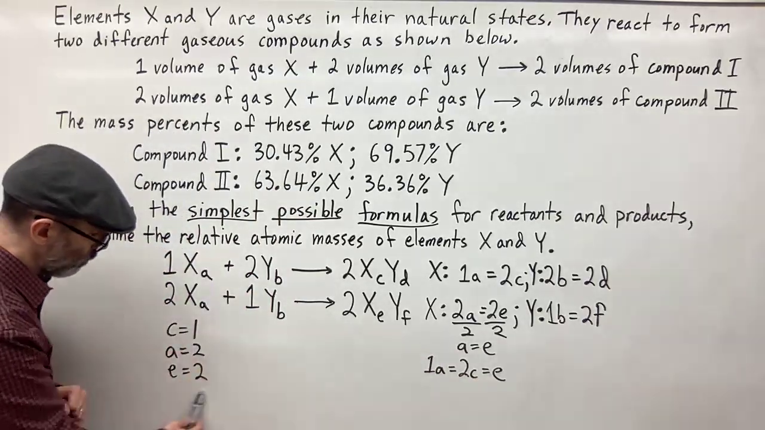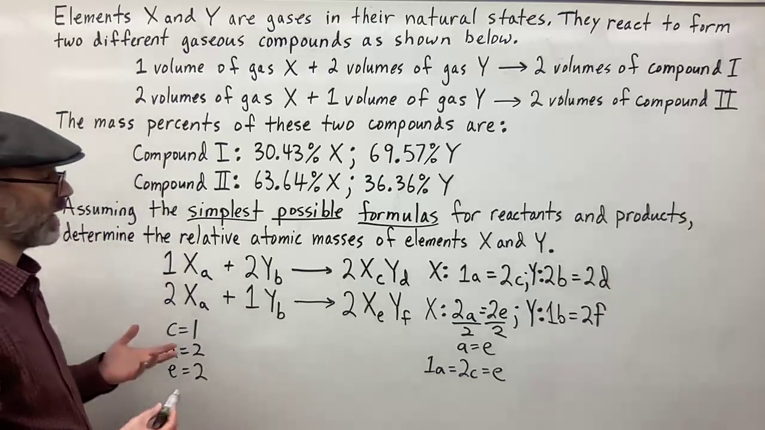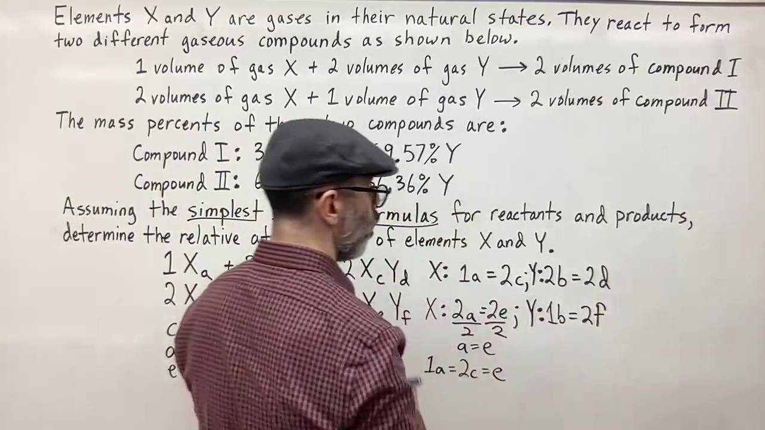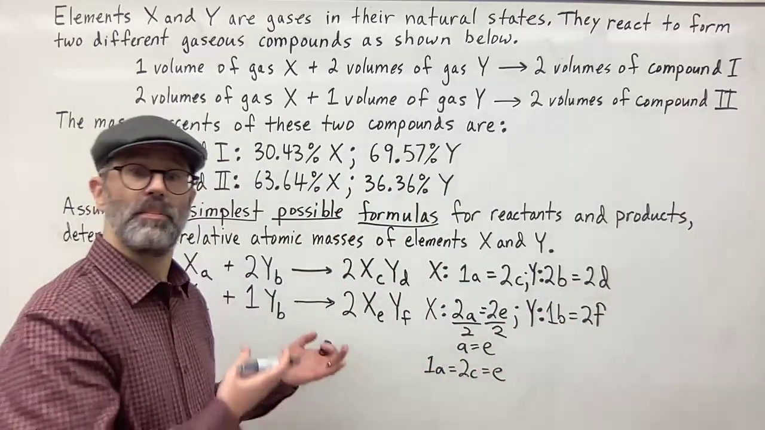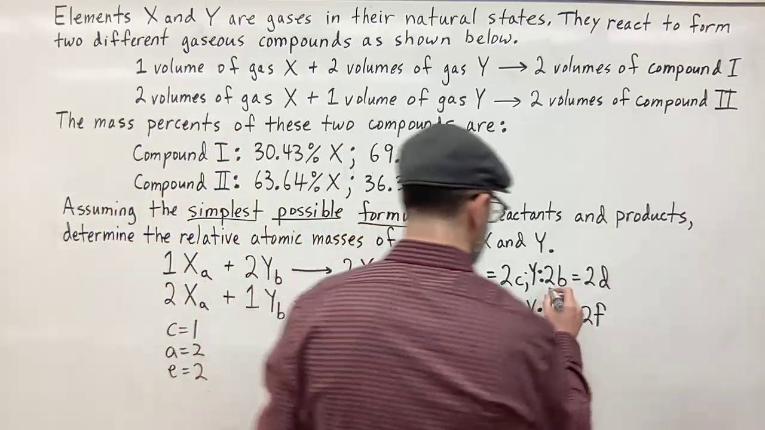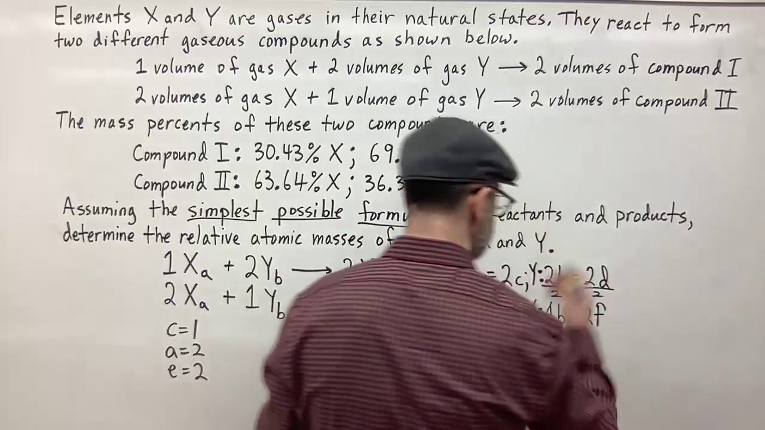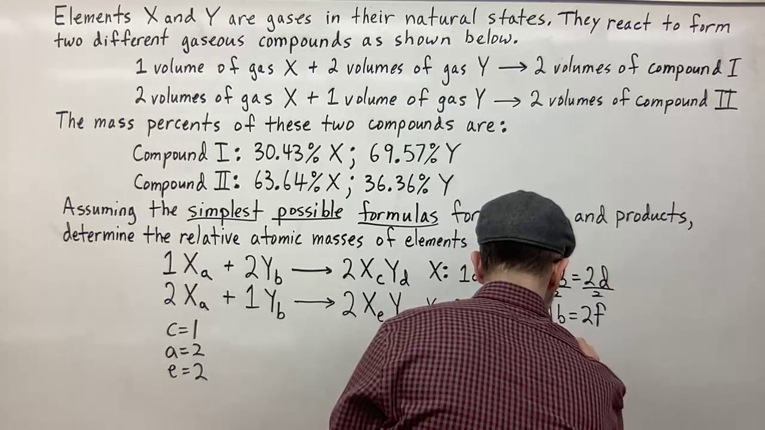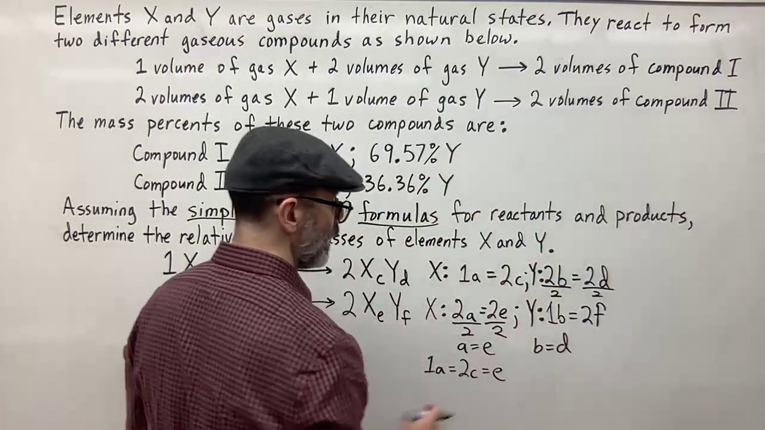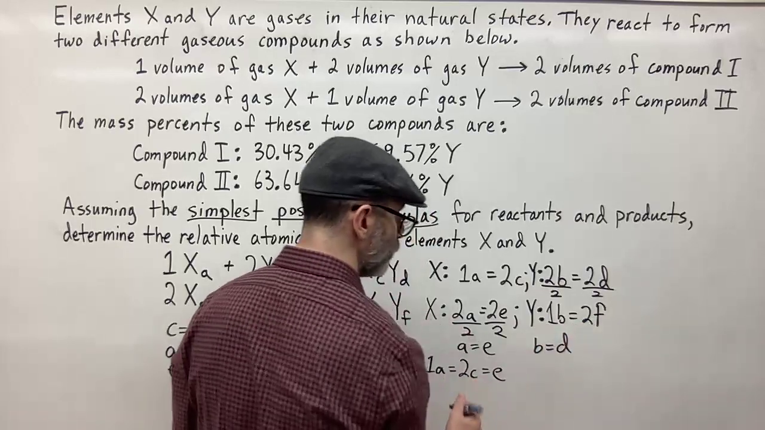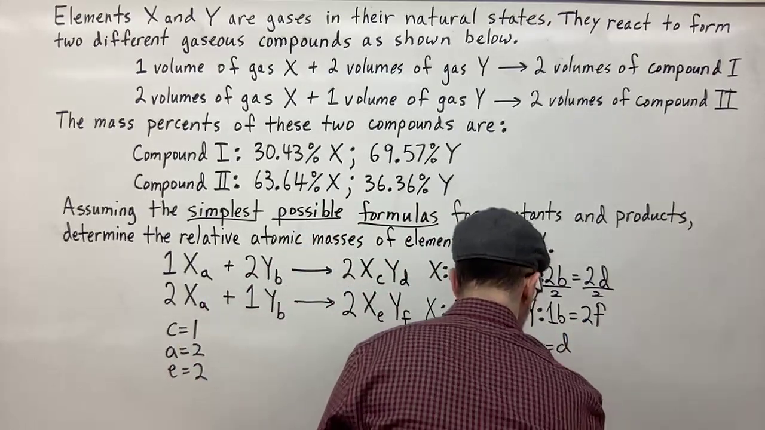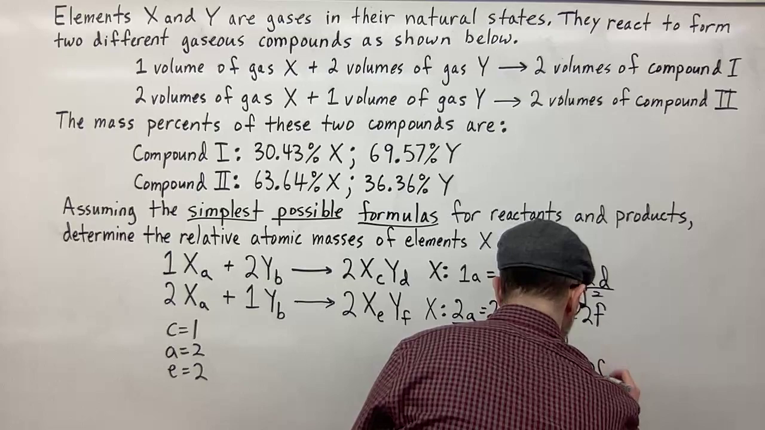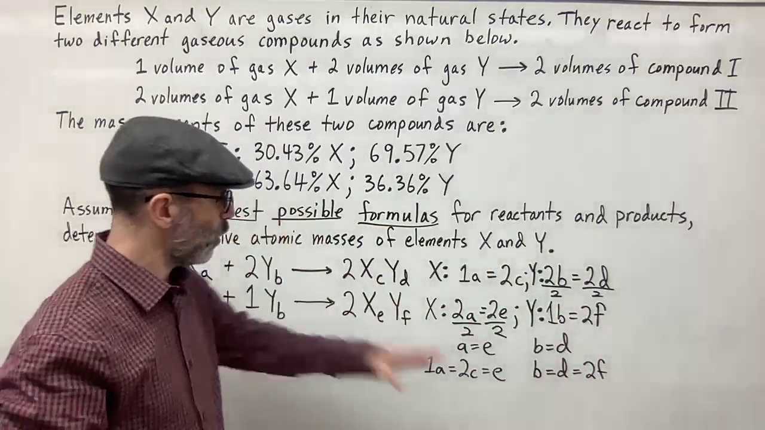So now I figured out what C, A, and E are, and I do the same thing with the Y's. So here I have 2B is equal to 2D. Well, that's the same as B is equal to D, right? Same thing here. If I divide both sides by 2, I get B is equal to D. And then here I have B is equal to 2F. So B is equal to D, which is also equal to 2F.